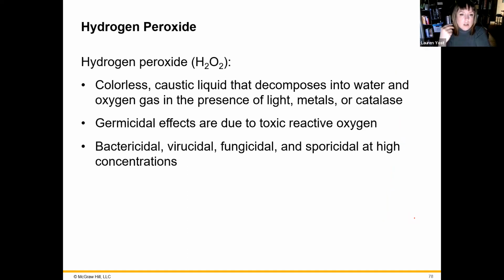It's colorless, it is caustic, it decomposes into water and oxygen gas in the presence of light, metals, or catalase. Of course, catalase is the enzyme that bacteria use to break it down when they are able to, right? The aerobic ones. Germicidal effects are due to toxic reactive oxygen being produced and causing damage within cells.